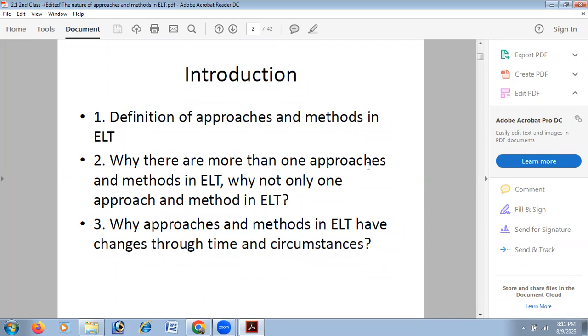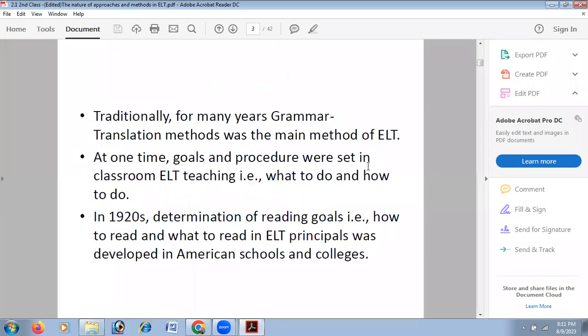Actually, ELT stands for English language teaching. If we generally argue that for teaching and learning English language, there should be one method or one approach. But actually, we see several methods and several approaches in English language teaching. Okay, we will have a look.